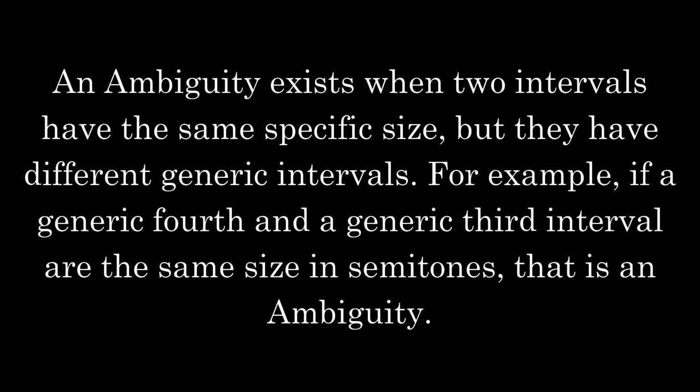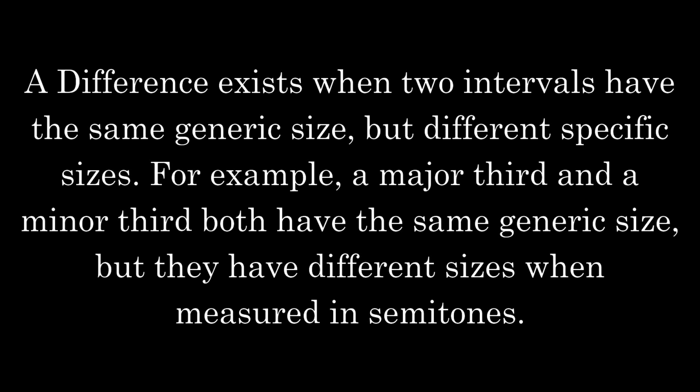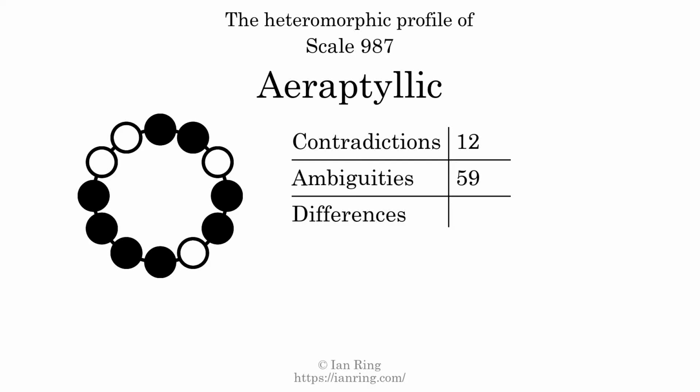An ambiguity exists when 2 intervals have the same specific size, but they have different generic intervals. For example, if a generic fourth and a generic third interval are the same size in semitones, that is an ambiguity. The number of ambiguities in this scale is 59. A difference exists when 2 intervals have the same generic size, but different specific sizes. For example, a major third and a minor third both have the same generic size, but they have different sizes when measured in semitones. The number of differences in this scale is 138.